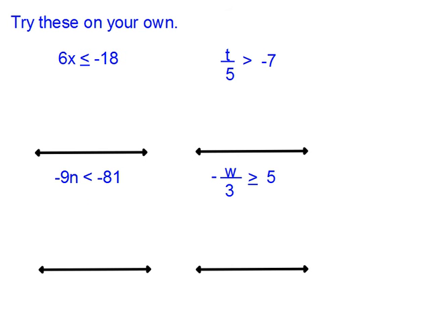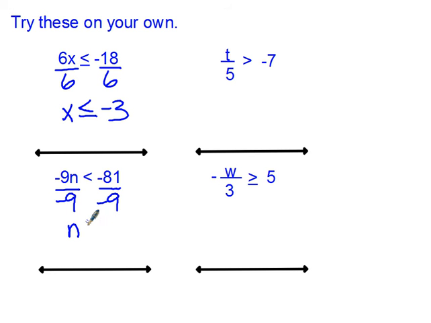So let's finish this up with just 4 problems here just to make sure we understand what to do. So we look at this first one. I've got just a plain old 6x. It does not have a hook, so it does not flip the inequality. This one we divide by 6, x is less than or equal to negative 3. One down below it, this one has a hook. So this hook causes the inequality to flip. Divide by negative 9, divide by negative 9. n is not less than, but greater than 9, because the negative and the negative make a positive.